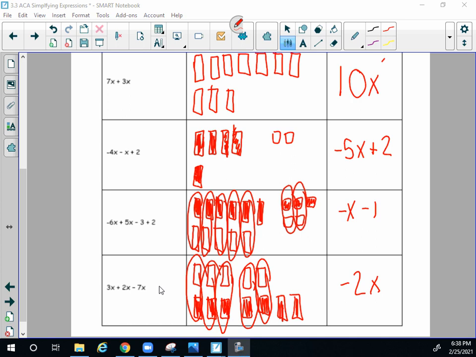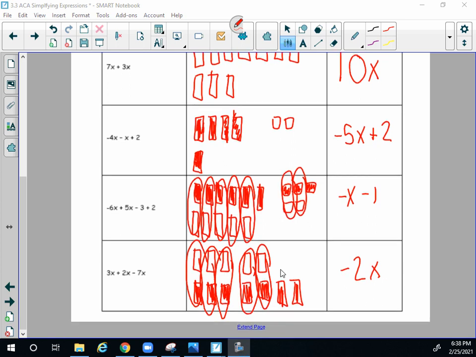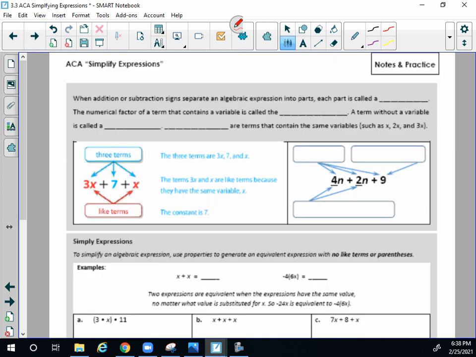For the next one, again, I have 3 positive x's plus 2 positive x's minus or plus a negative 7x. So this negative 7x cancels out all of our positive, and I'm left with 2 more negative x's. So my answer is negative 2x. All right, so when we are simplifying expressions, we are making an equivalent expression to the one that we were given. It's just in simplest form.